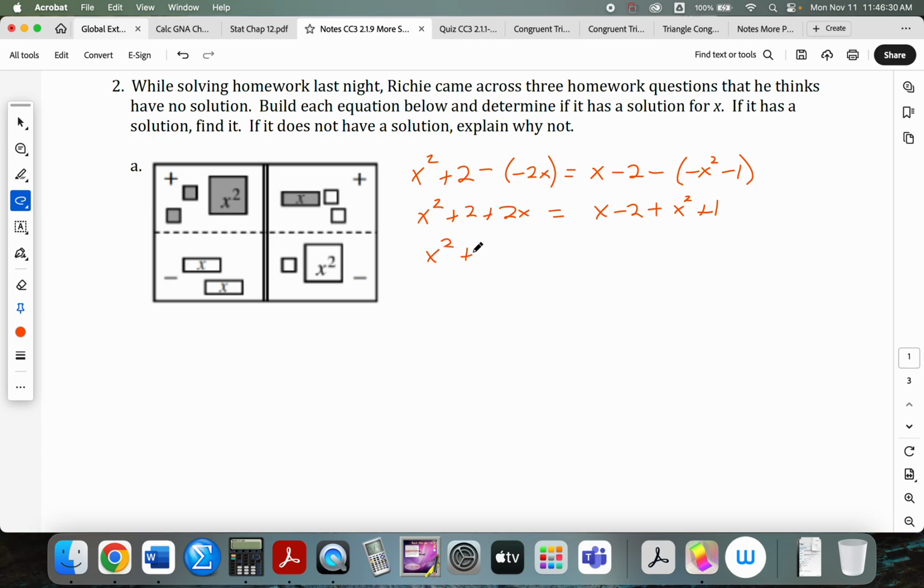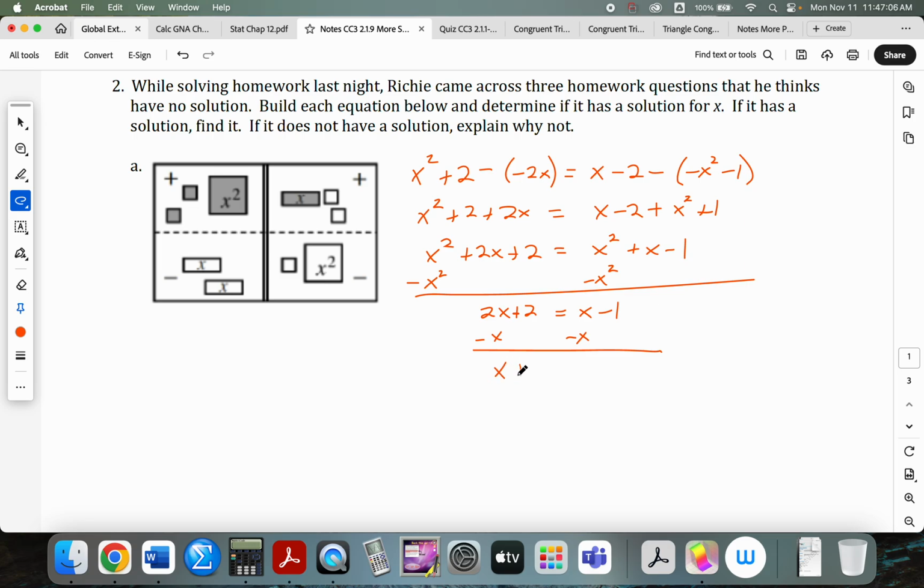Can't do much on the right side. I am going to put them in descending order of power, the squared term and then the x term and then the constant, equals, this will be x squared plus x minus 1. Well, I can get rid of an x squared term on both sides. 2x plus 2 equals x minus 1. I can subtract an x tile from both sides. So I'll have x plus 2 equals negative 1.